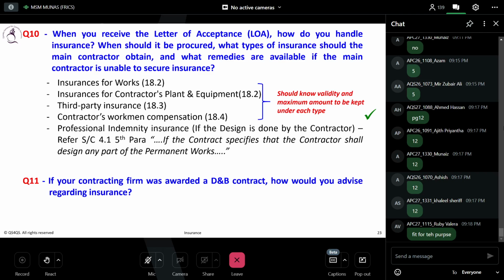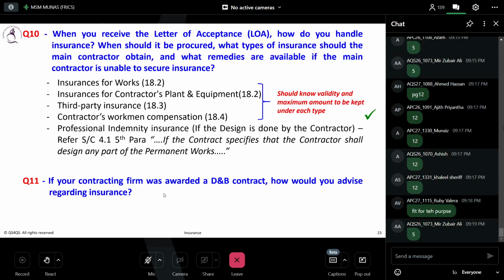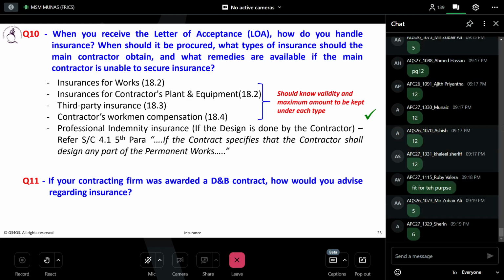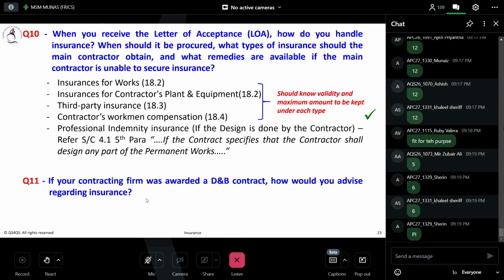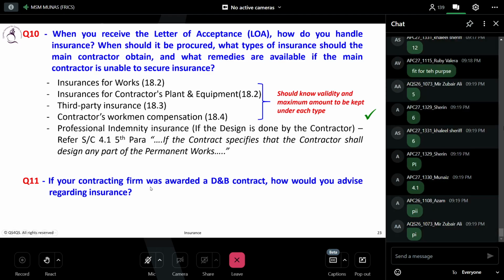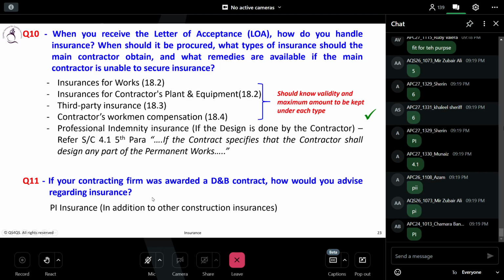So what is the insurance we have to talk about here? How many insurances do we need to talk about now? Six, very good. Not 5, 6. Why? What is the sixth one? The sixth one is the PI insurance. Very good. In addition to the other construction insurances, PI insurance. Okay, that's our answer.